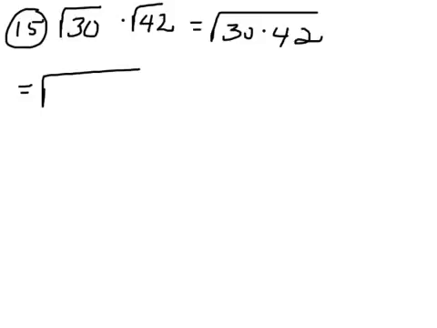Now, there's a couple of things I can do here. I could look for perfect squares hiding in these. I could even do this: if I'm really stuck, I could prime factor each one of them and then look for pairs to pull out. Let me do that here. 30, let me come off to the side, is 3 times 10, but 10 is 2 times 5.